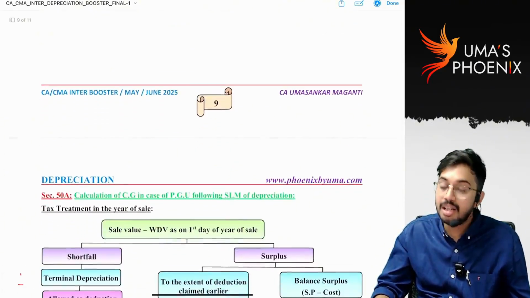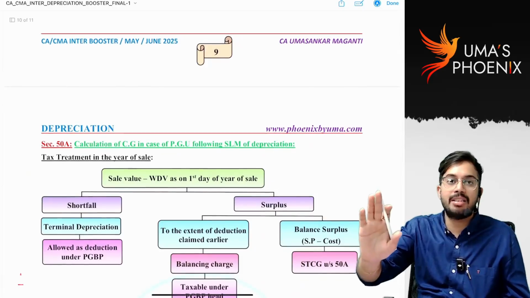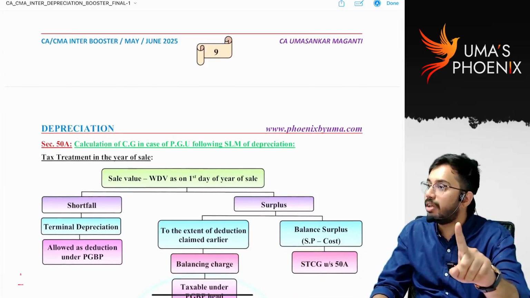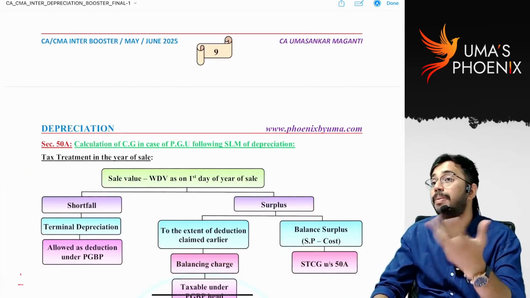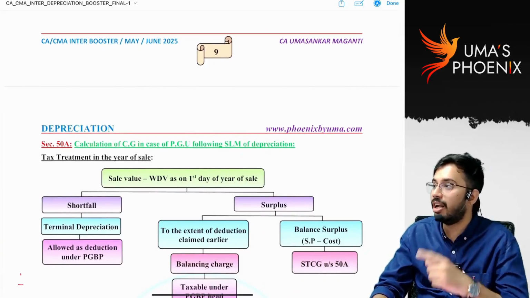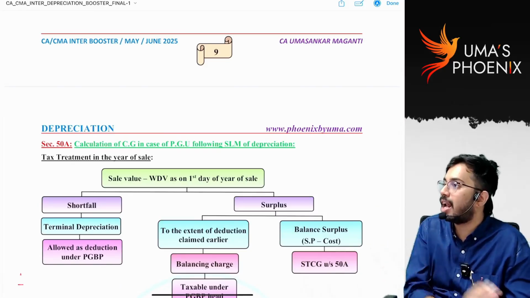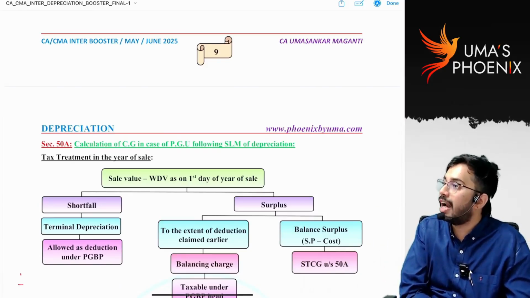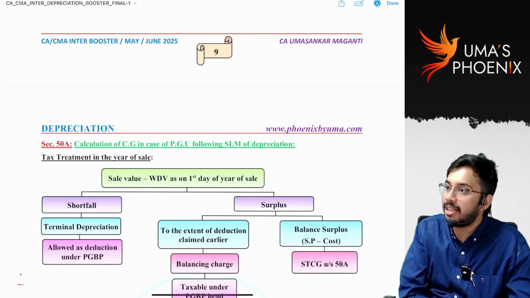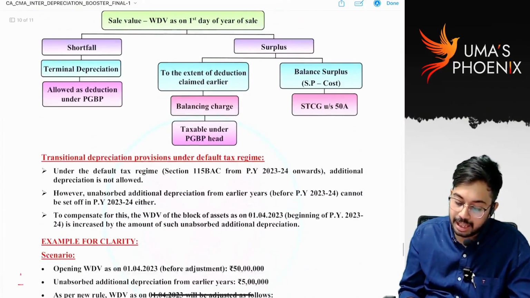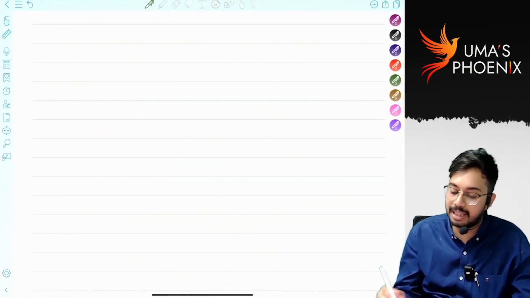Now next, sir, power sector undertakings are following the straight line method of depreciation. Now how are capital gains calculated? Next question. I explained depreciation calculation for power sector undertakings following the straight line method for tangible assets. Now let us see capital gains. I will explain capital gains with one example.